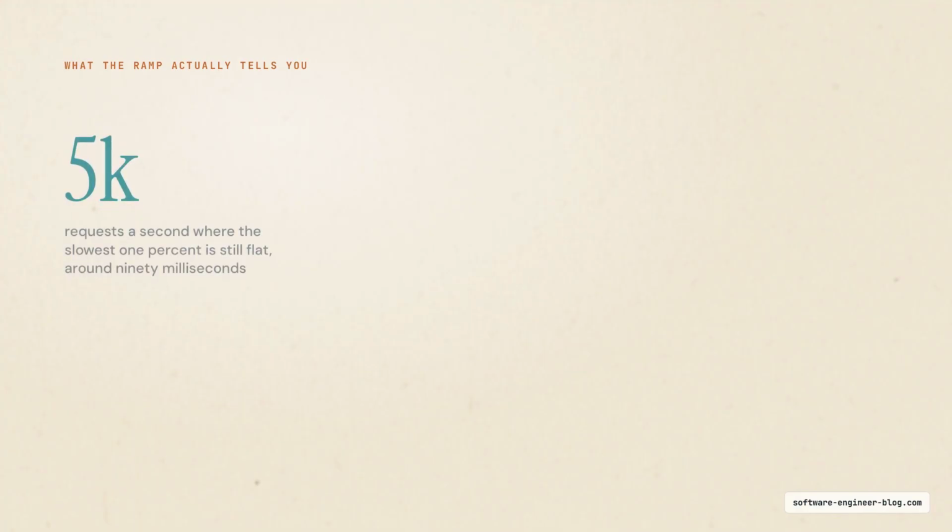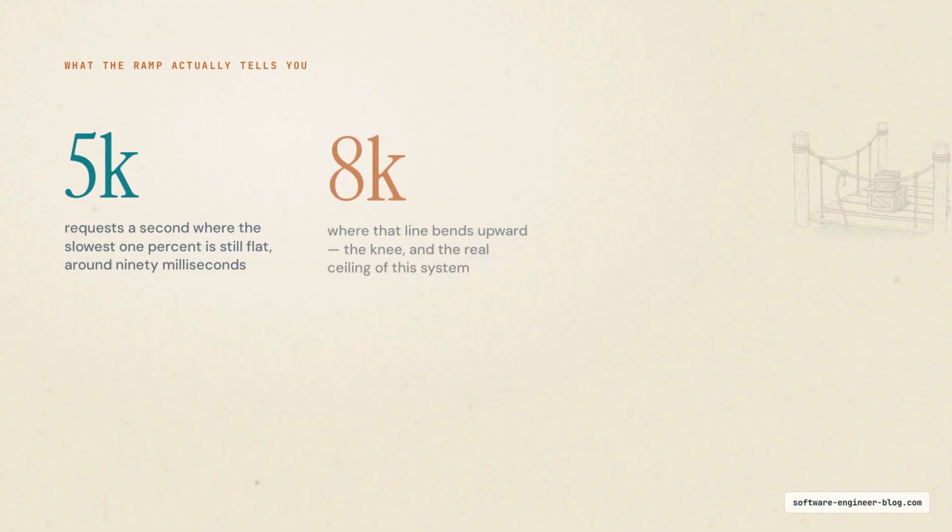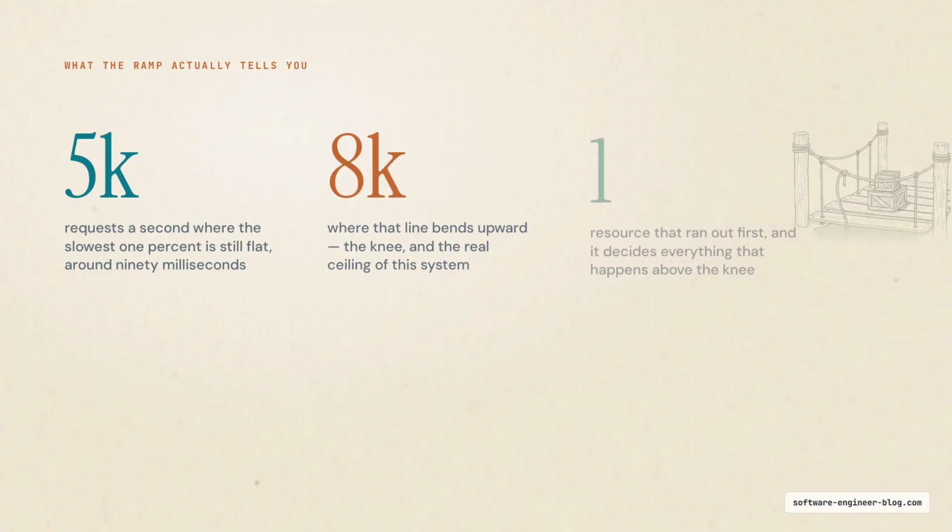Everything is comfortable. Then somewhere around 8,000, that line bends upward. And that bend has a name. It is called the knee, and it is the real ceiling of this system. It is also almost never the number anybody guessed.